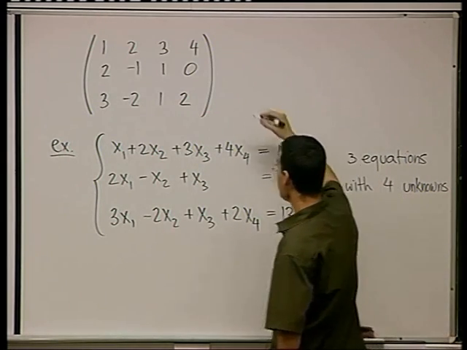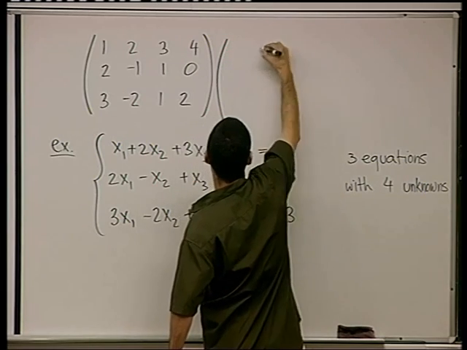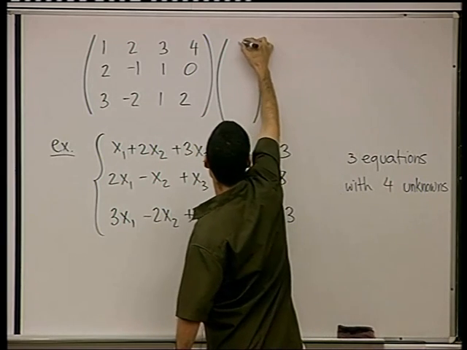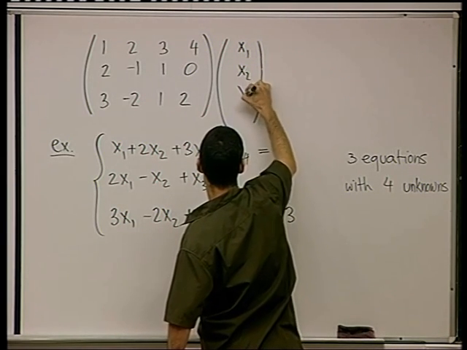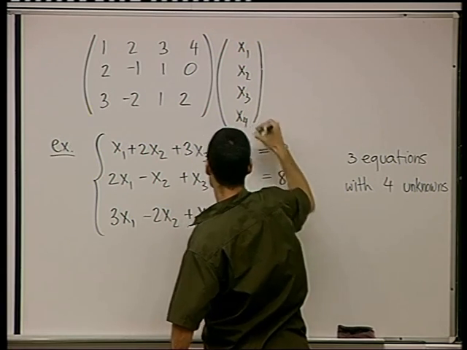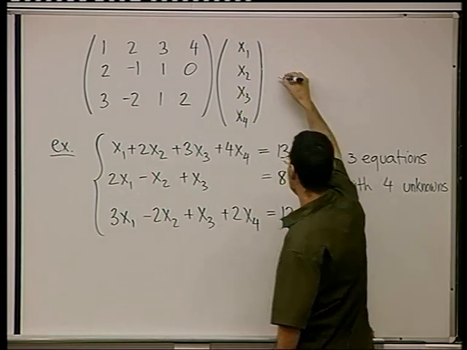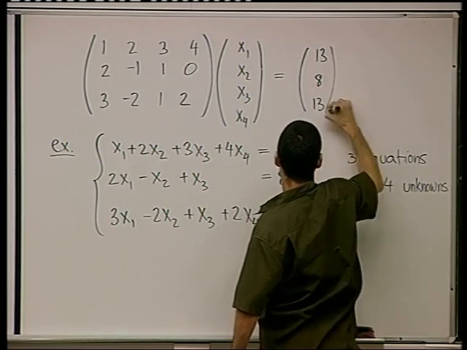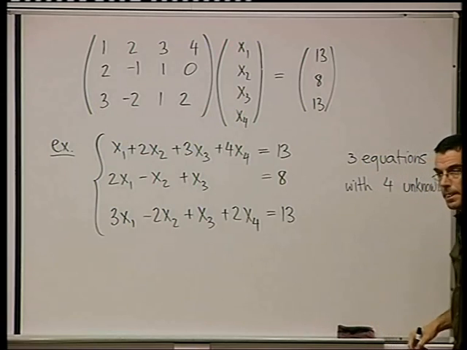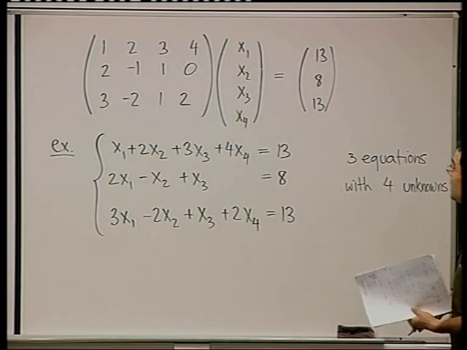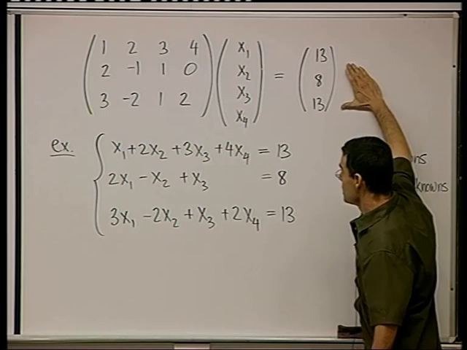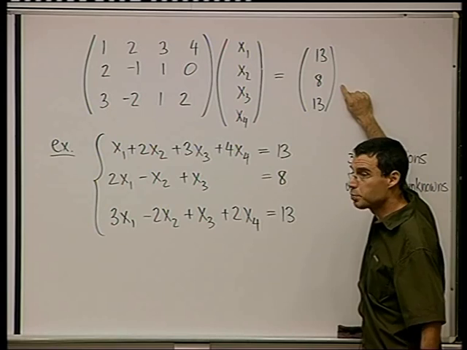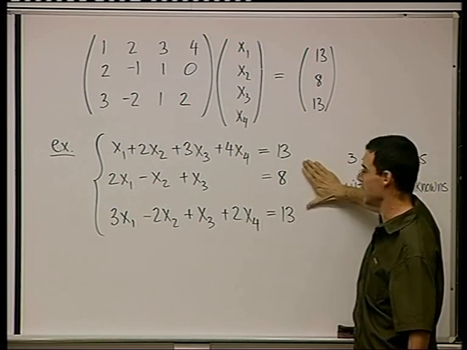Okay. I'm going to multiply it by a column vector, a vector that has only one column, and the vector is going to be x1, x2, x3, x4. And I'm going to say this equals 13, 8, 13. These are the constants, or the free coefficients from this system. And the claim is that this product of 2 matrices giving a matrix is precisely saying the exact same thing as this.